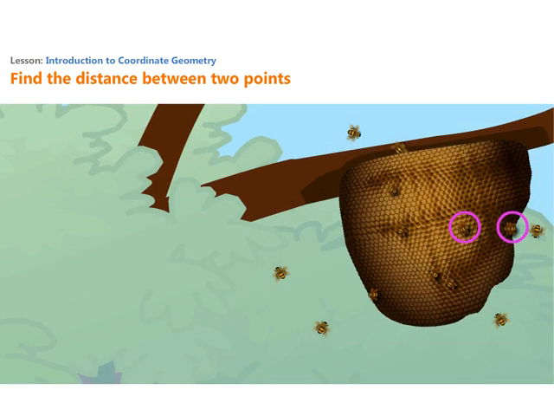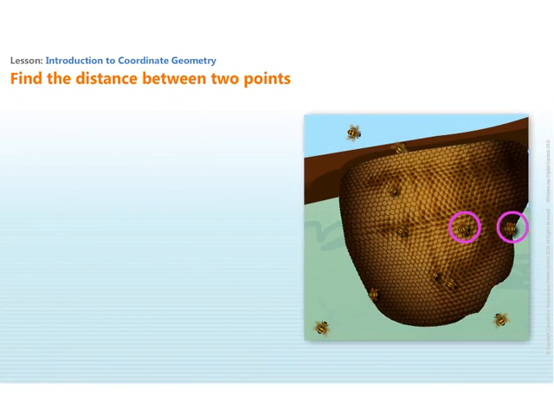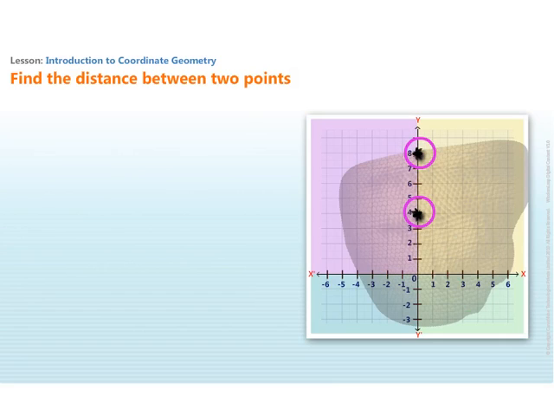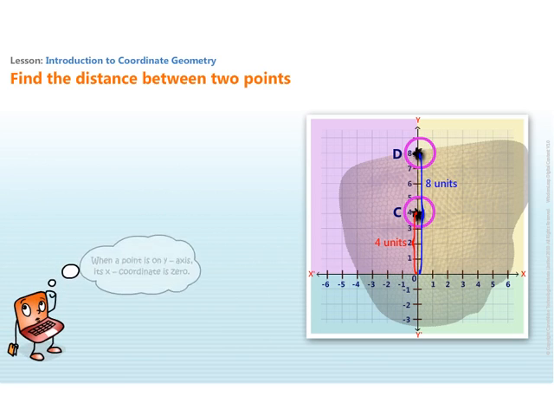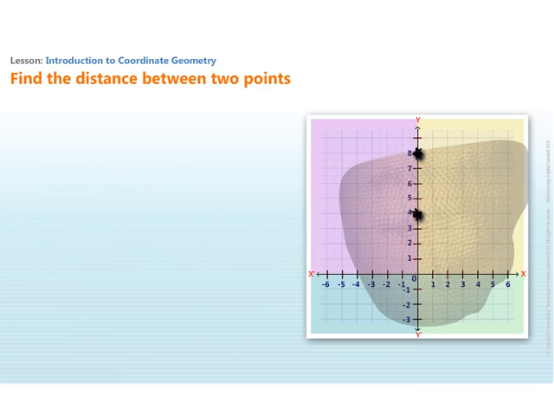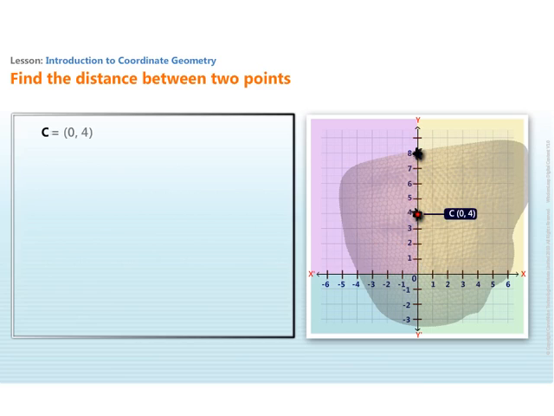Both D and Lee have moved to new locations in their beehive. Can you find the distance between them? Points C and D lie on the y-axis, such that the measure of OC is equal to 4 units and that of OD is equal to 8 units. When a point is on the y-axis, its x-coordinate is 0. So, the coordinates of points C, 0, 4 and D, 0, 8 are plotted in the coordinate system. We observe that the 2 points lie on the y-axis.